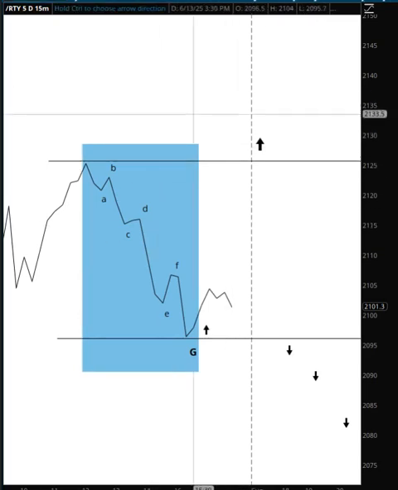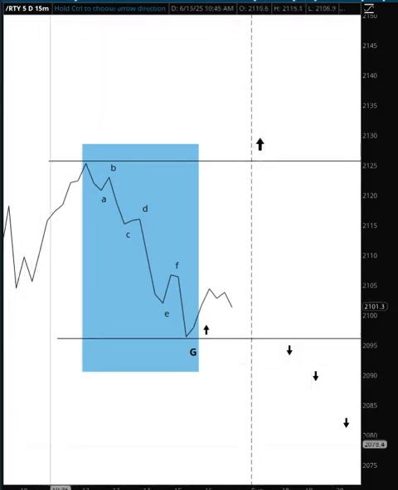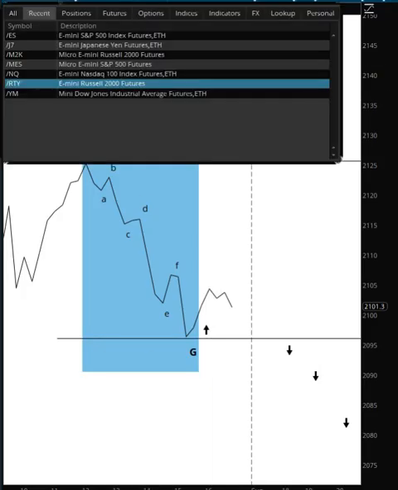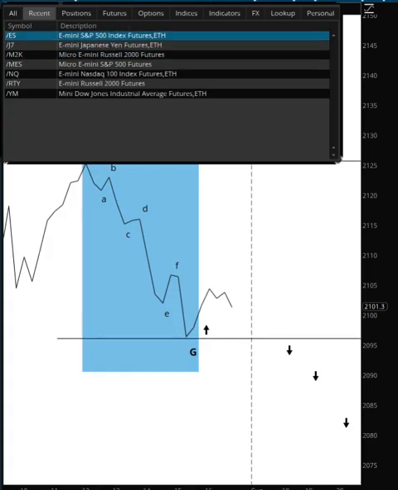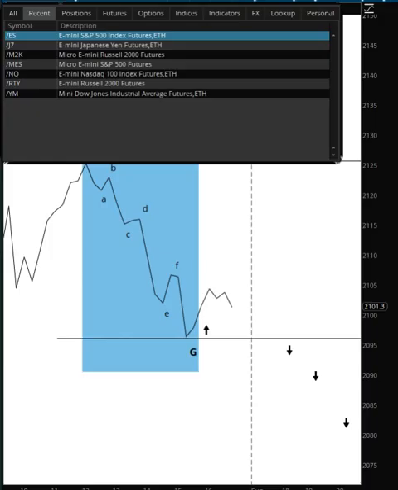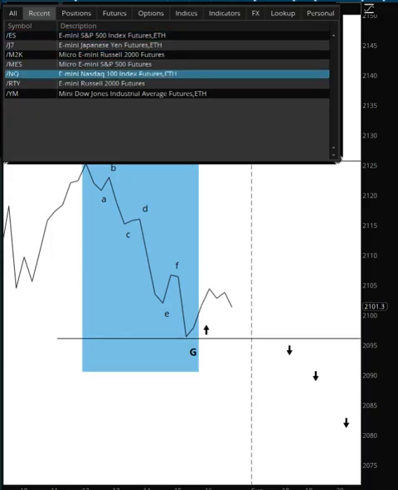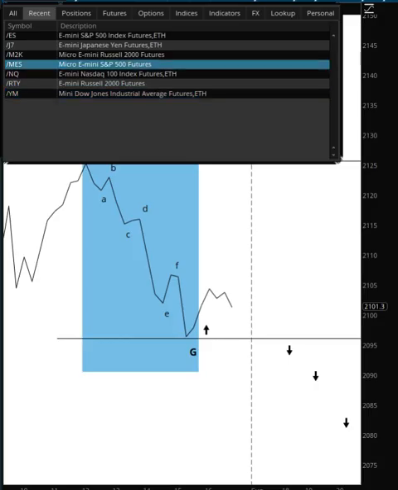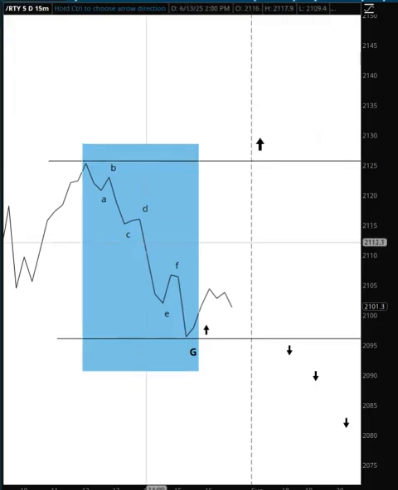Today we're looking at the mini Russell, and we have a fractal example here of an exercise. What I did, I looked at my favorite markets to look for a clear fractal. Among the markets here, this one appeared.